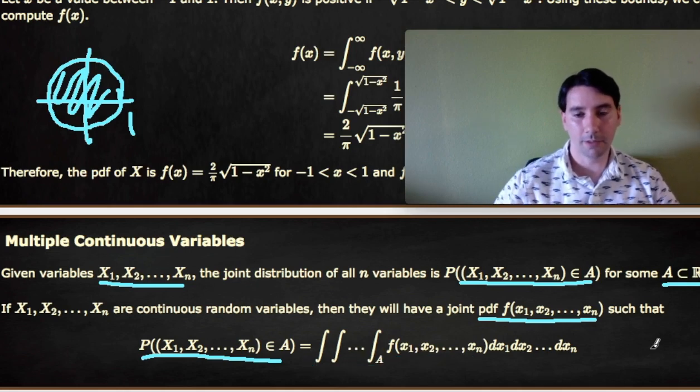The same would go for a PMF. You would just sum over all values, but it's not really multiple sums. You just sum over all the values in the set A of the n coordinates.